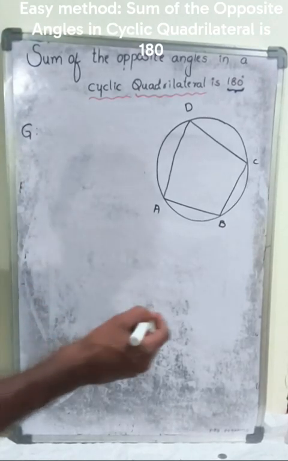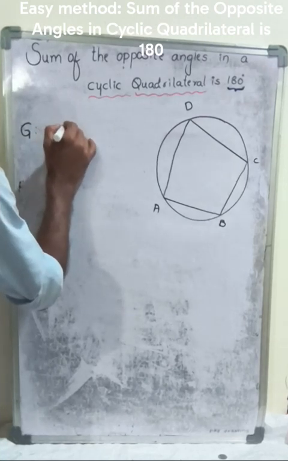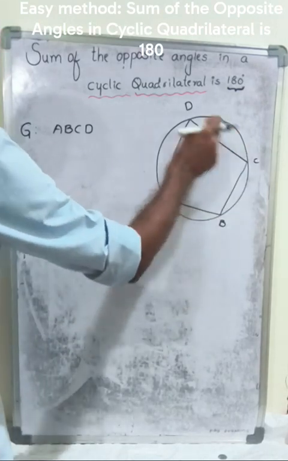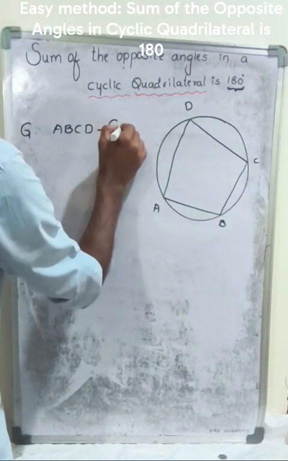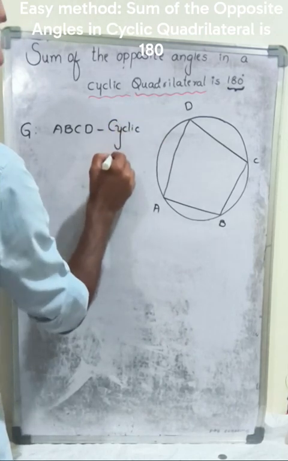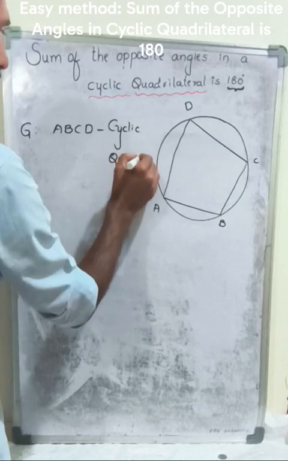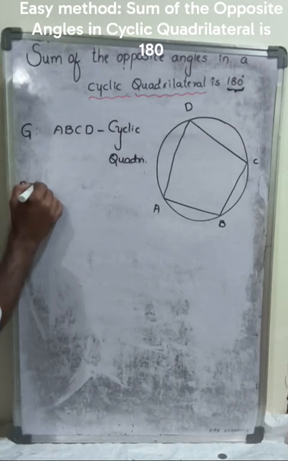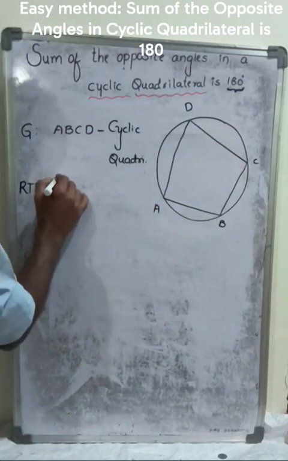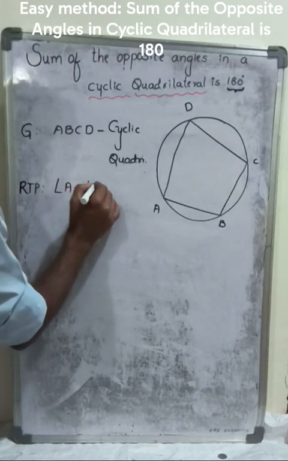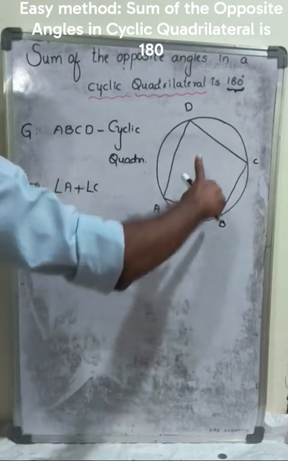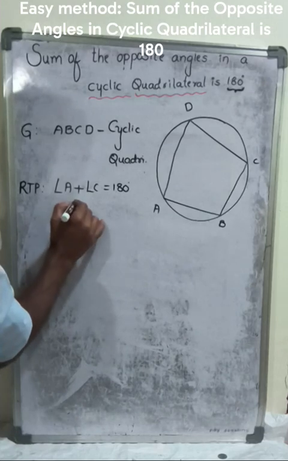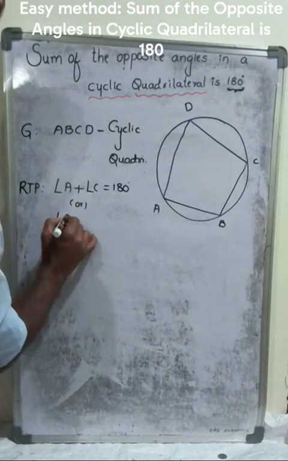Just concentrate. First, ABCD is a quadrilateral. Is it simply a quadrilateral? All the vertices of the quadrilateral are lying on a circle, so therefore it is a cyclic quadrilateral. Now what exactly do we need to prove? We need to prove angle A plus angle C is 180 degrees. Why only angle A and C? Because A and C are opposite, or we can even take B and D whose sum is 180 degrees. So either of those can prove it.